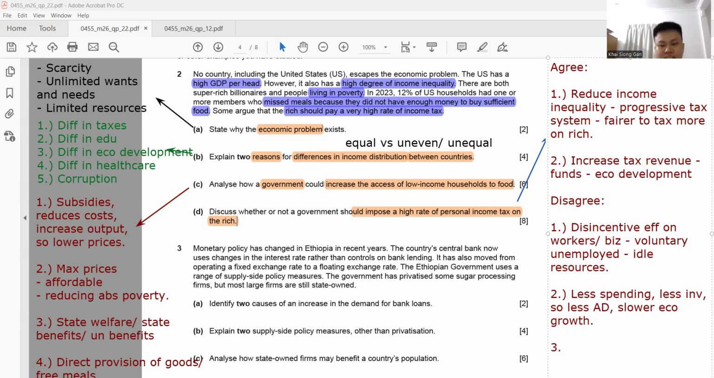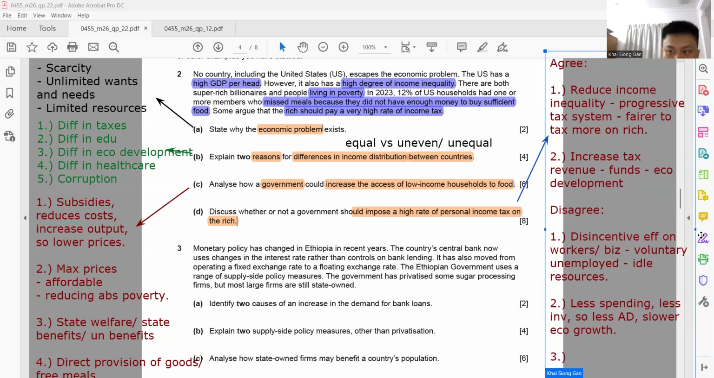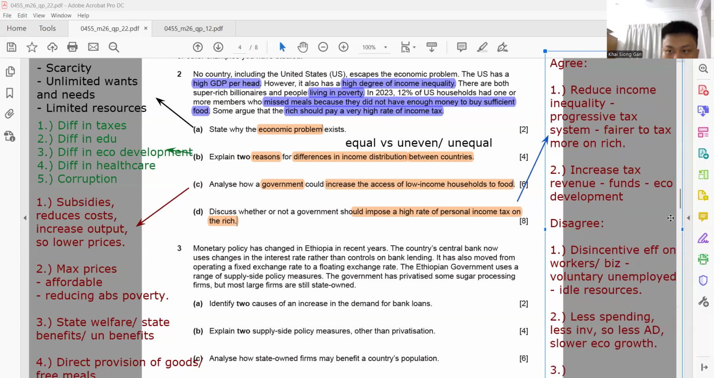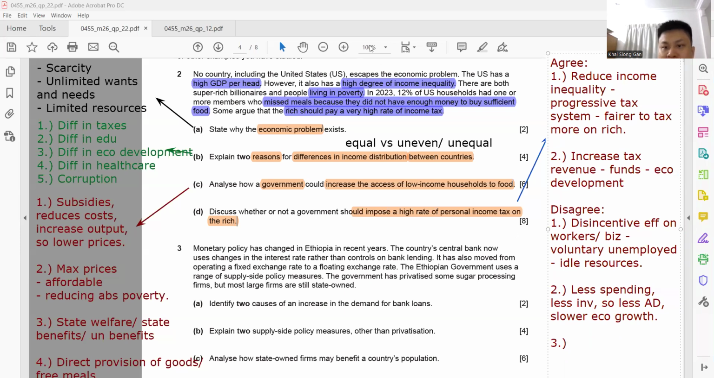Okay, what else? Anyone has any other answers? Too high of income tax, what will happen? People run away from tax, avoid taxes. Very good, Anu. Tax evasion. So tax evasion, what will happen? The government will end up spending more to enforce the law.